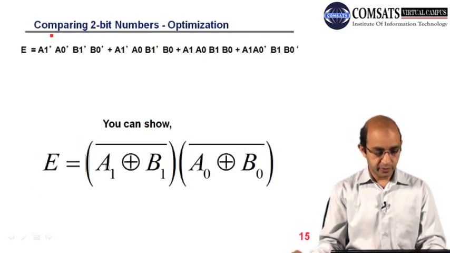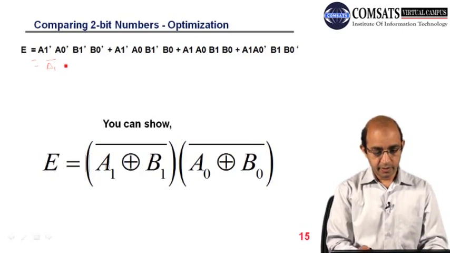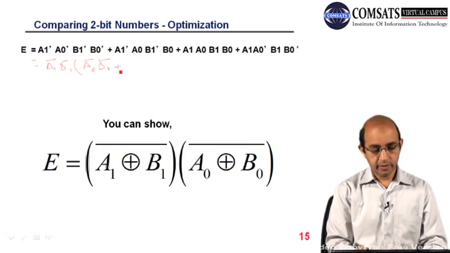So we can always see a closed form of this very long expression. Let me solve this. What I have to do is take A1 bar common. What else can I take common? A1 bar and then B1 bar, I can take this common, so I will be having A0 bar, B0 bar. Then A1 and B1 is common, so A0, B0.